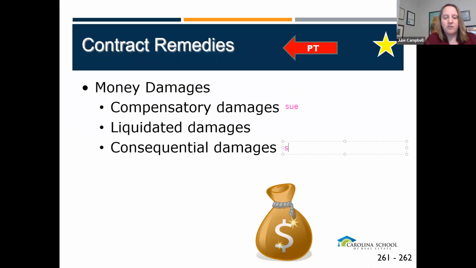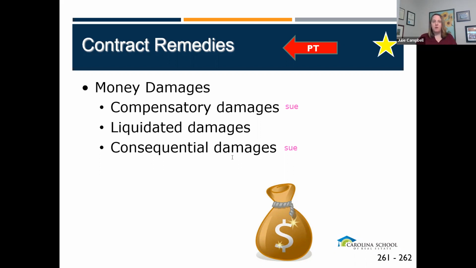Let's go to consequential damages. Again, another form of money remedies. The injured party will probably have to sue the breaching party. These are special damages that occurred because of the failure of one party to meet their contractual obligation. These are damages that go above and beyond the contract itself. They're not foreseeable.